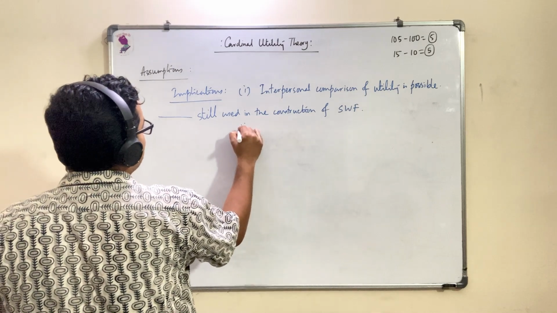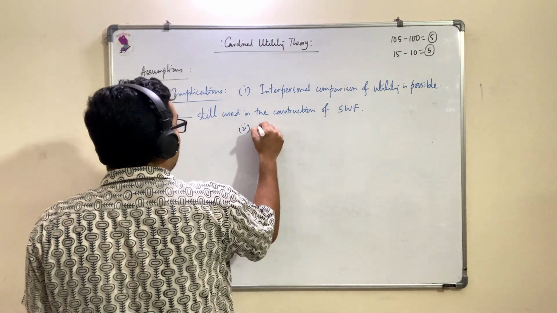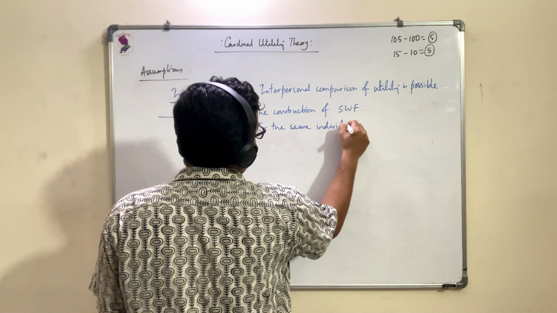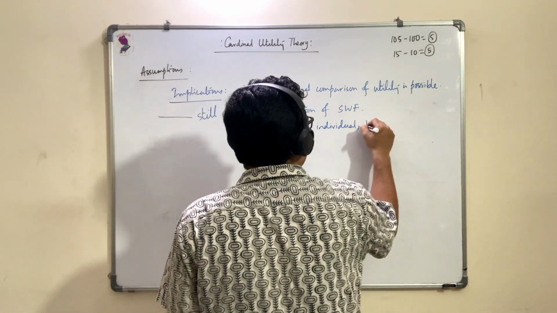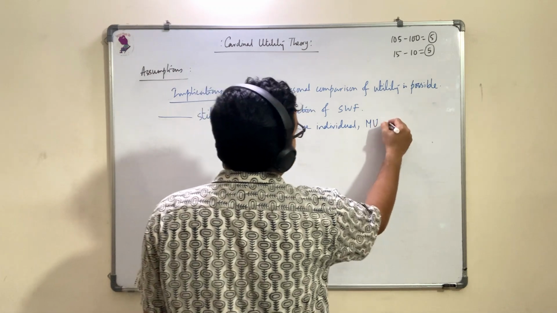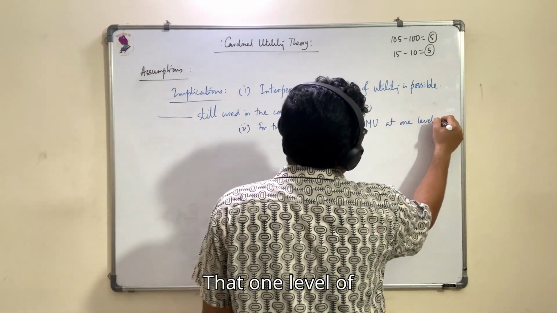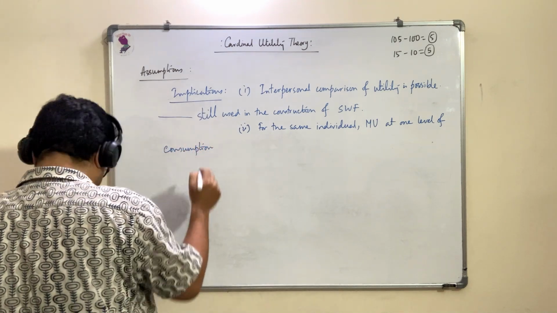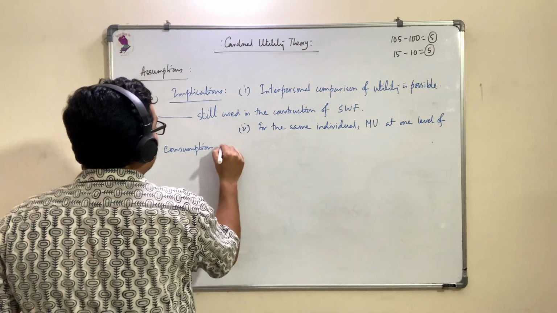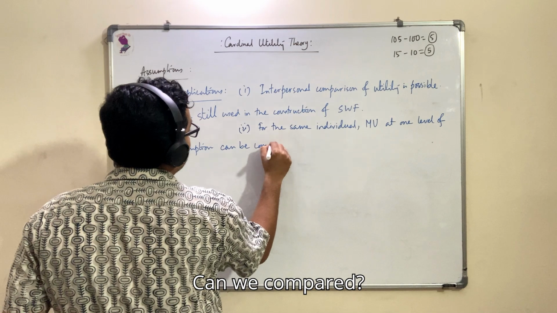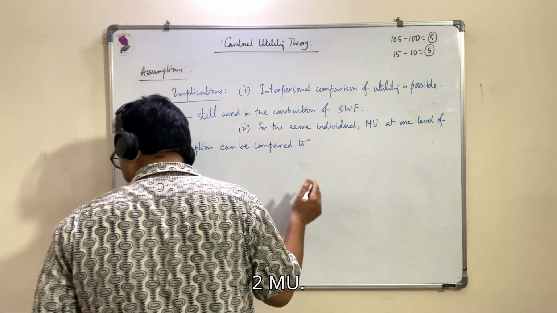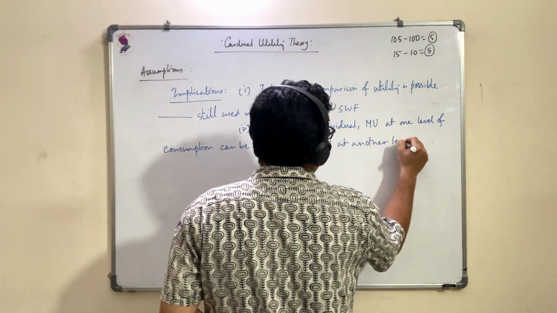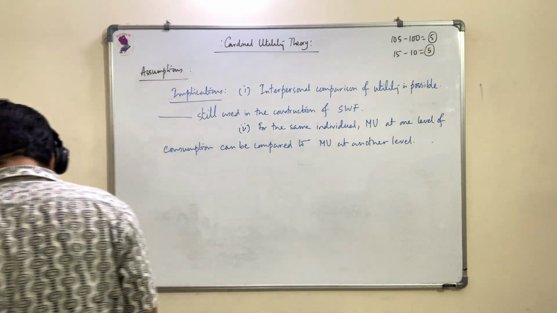And number 2 is, for the same individual, MU, that is marginal utility, at one level of consumption can be compared to MU at another level.